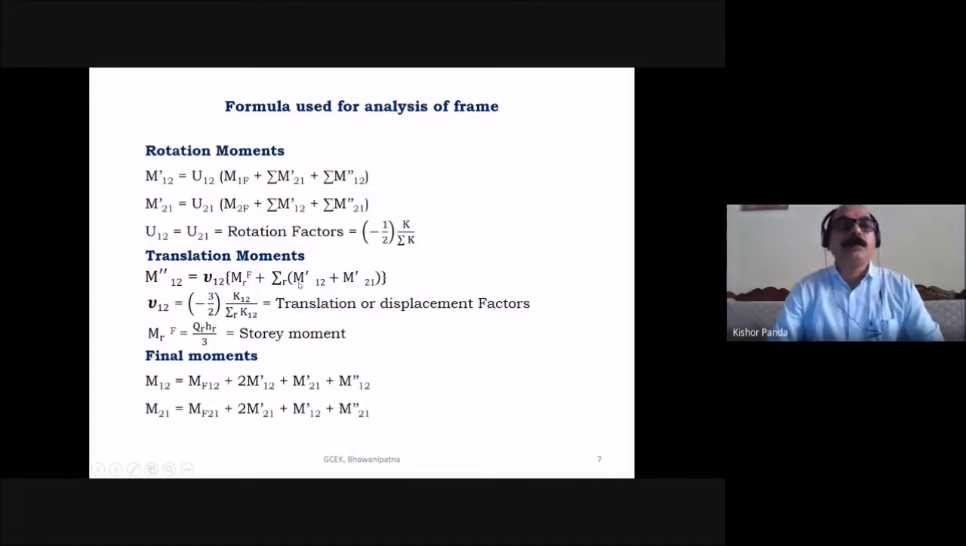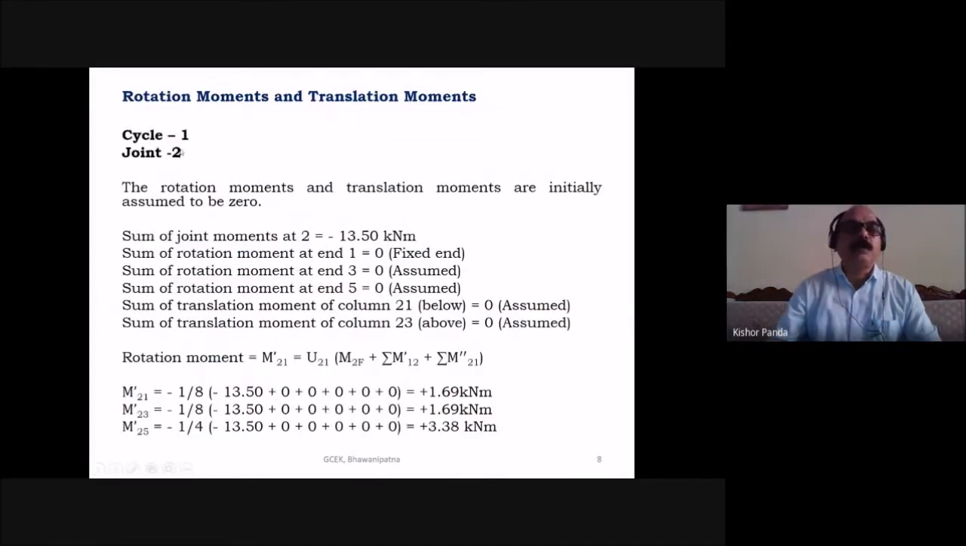Then coming to finding out the rotation moment first, go to joint 2. When you find out the rotation moment in the first cycle, you have to assume the rotation moments and translation moments are initially 0, because you don't know the translation moments of the vertical member and also the far end rotation moment. But you have to find out the near end rotation moment. So in the first cycle, you have to assume this is equal to 0.